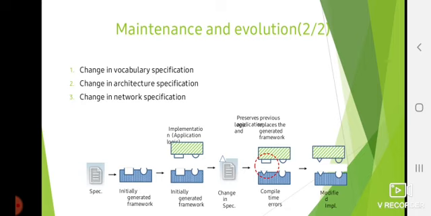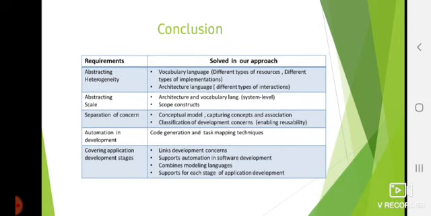The third one is the network specification. If there are any changes in the network deployment or network files, we change them at that time. This is about the second maintenance and evolution of the Internet of Things in application development. Next, we have to see the conclusion.